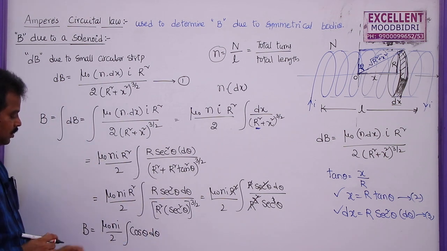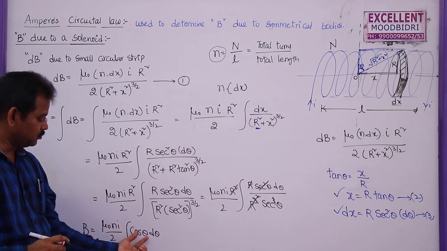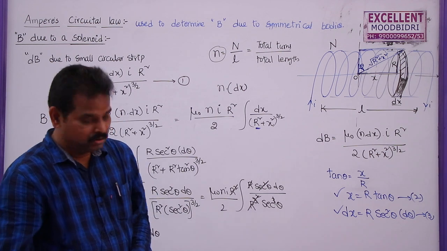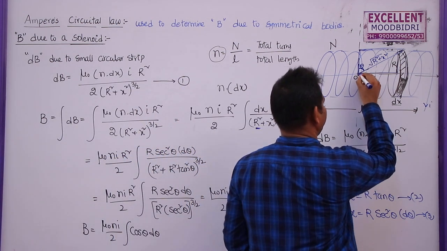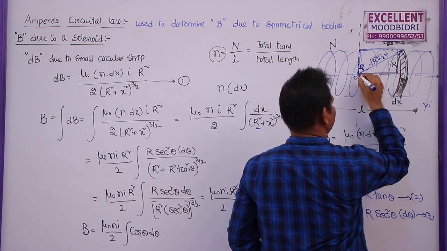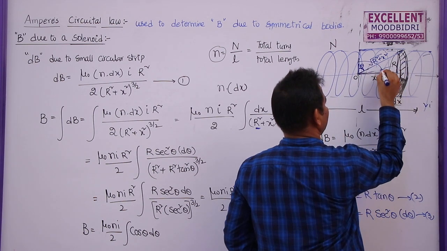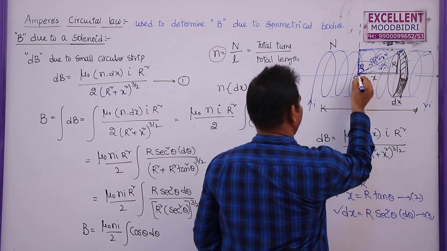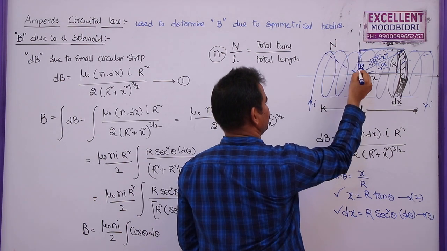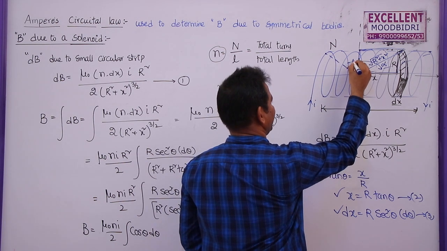d theta. That means I need to write the limits in terms of the angles here. Now if you join the first end of this point, first end of the solenoid with this point, let us say this angle is alpha, and if you join this point with the other end of this one, this angle will be minus beta.